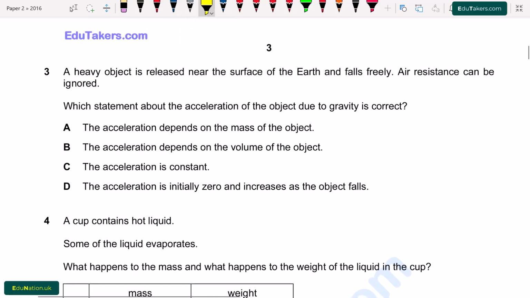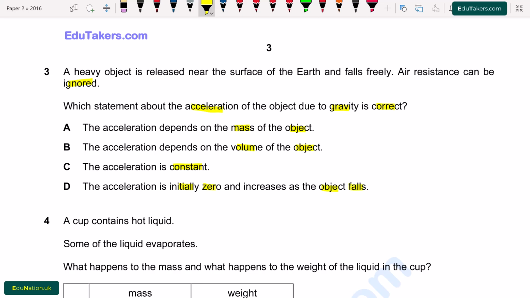Question number 3. A heavy object is released near the surface of the earth and freely falls. Air resistance can be ignored. Which statement about the acceleration of the object due to gravity is correct? Option A. The acceleration depends on the mass of the object. B. Acceleration depends on the volume of the object. C. Acceleration is constant. D. The acceleration is initially 0 and increases as the object falls.